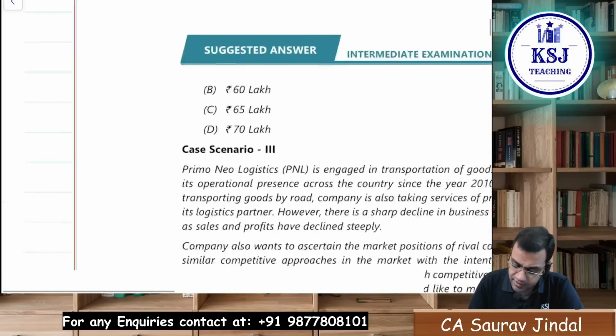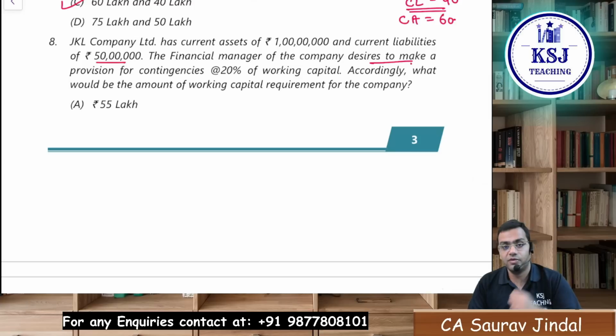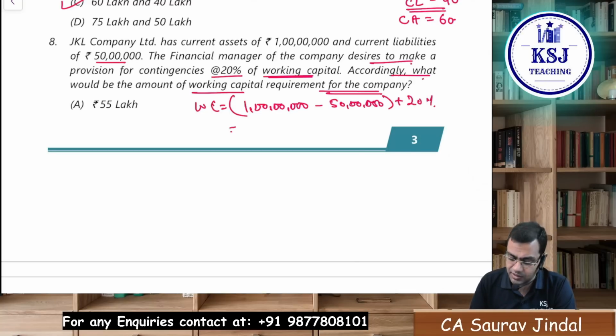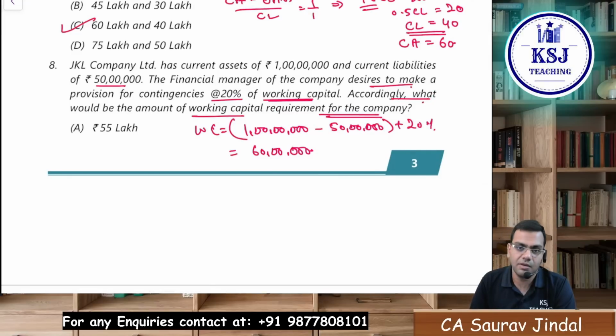JKL Limited has the current assets of 1 crore and the current liabilities of 50 lakhs. The financial manager of the company desires to make a provision for the contingencies at 20% of the working capital. Accordingly, what would be the amount of working capital required for the company? Sir, current assets 1 crore minus current liabilities of 50 lakhs plus 20%. Simple, sir. 50 lakh plus 20%, that will be 60 lakh rupees. 60 lakhs will be option B. That's it. 60 lakhs working capital required.